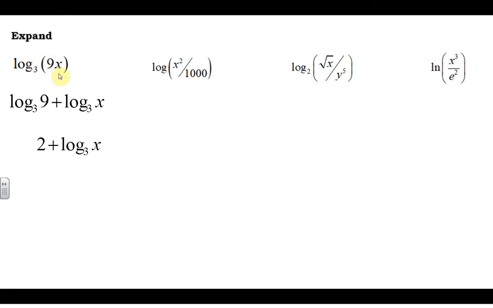So we're multiplying, so we can break it up into addition of the two separate pieces. And then if you can evaluate a log expression, you do it. Do you know? It's 2. There you go. It was also right there.